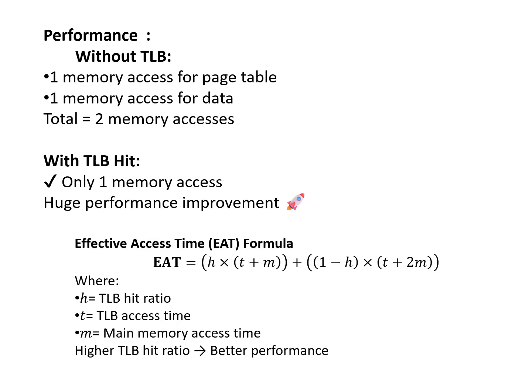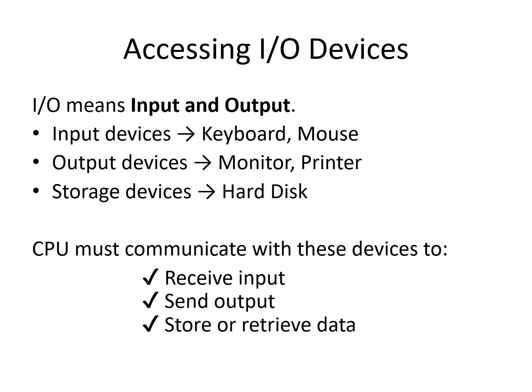Then performance. Without the TLB, the system requires two memory accesses: one for the page table and another for the actual data. If it is a TLB hit, only one memory access is required, therefore the TLB significantly improves the system performance. The effective access time EAT equals H into T plus M, plus 1 minus H into T plus 2M, where H is the TLB hit ratio, T is the TLB access time and M is the main memory access time. It shows the better performance of the TLB.